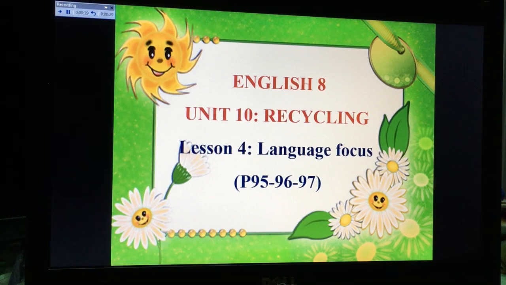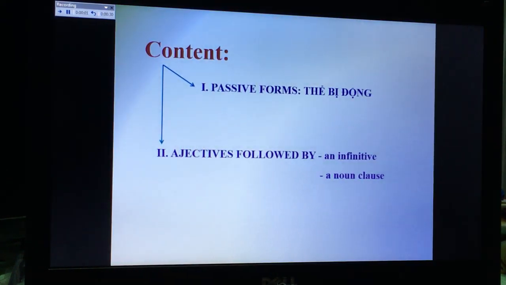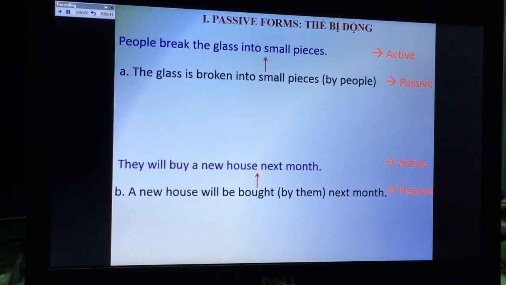Now, let's begin. The lesson today includes Part 1, passive forms, and Part 2, adjectives followed by an infinitive or a noun clause. Now we start. First, I help you to understand passive form first. Now look at the sentences here.